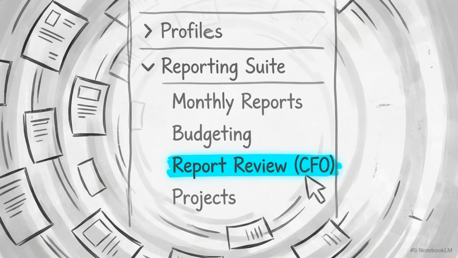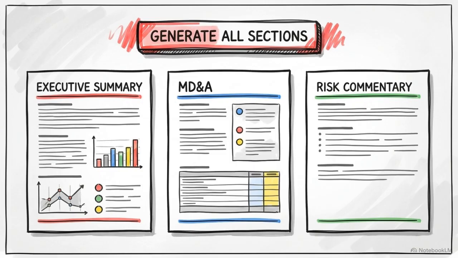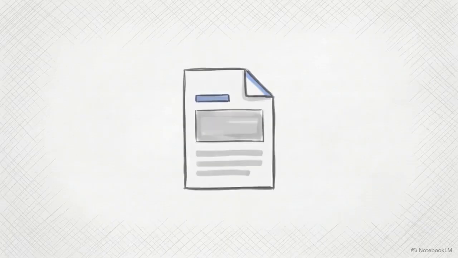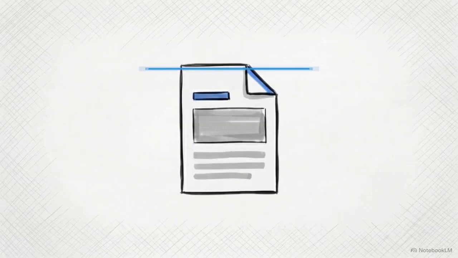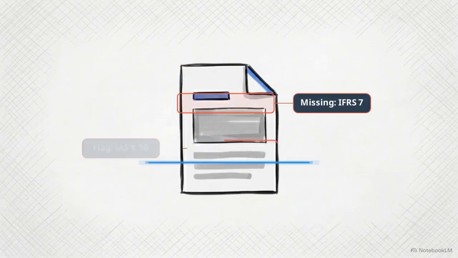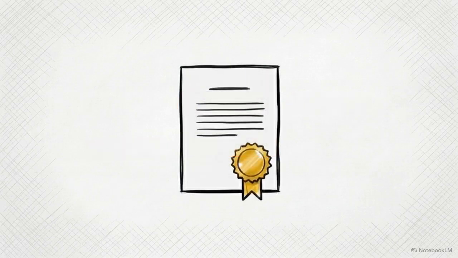To finalize your work, navigate to the Report Review module in the reporting suite. Clicking Generate All Sections automatically drafts the text for your executive summary, MD&A, and risk commentary based on your analyzed data. The platform then runs an automated IFRS compliance check. It highlights missing regulatory disclosures and provides the exact IAS or IFRS reference number you need to address.